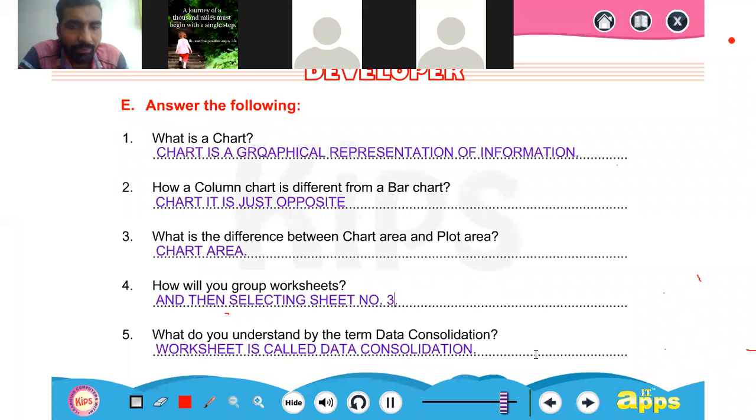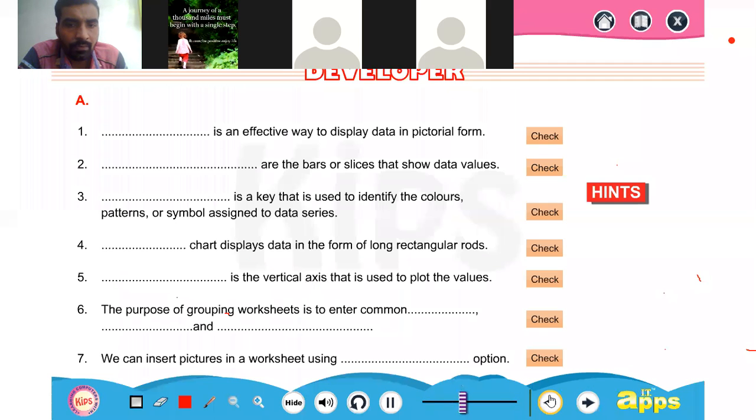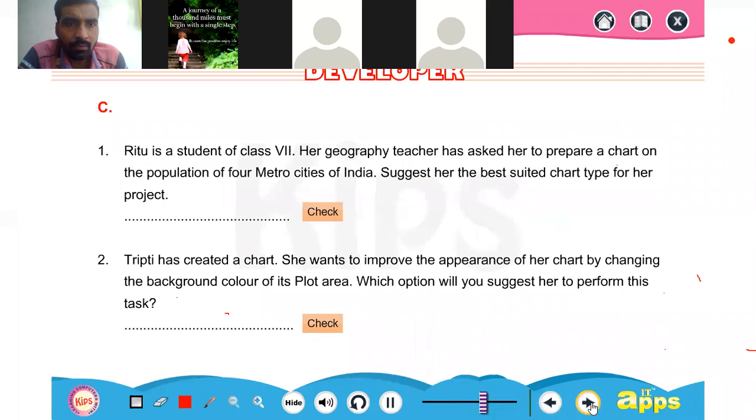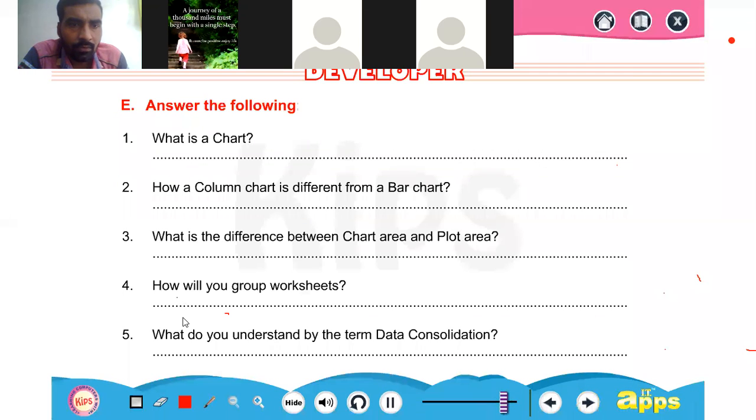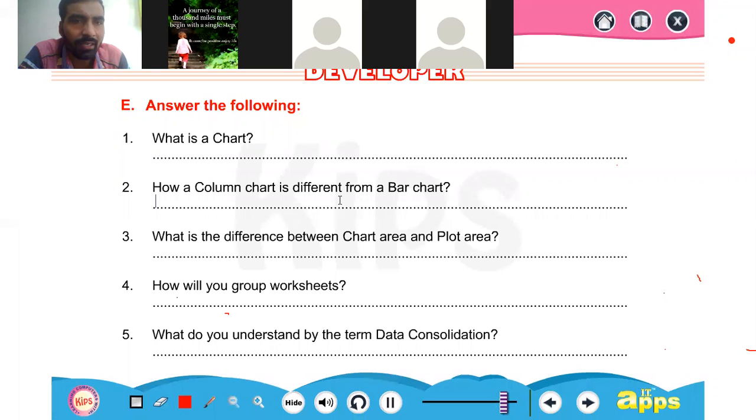Okay. Sir, please repeat the answer of second. Which answer? Fill in the blanks, true or false, multiple choice, or answer the following? Second. How is a column chart different from a bar chart? Yes, sir. Now it is over. Okay.